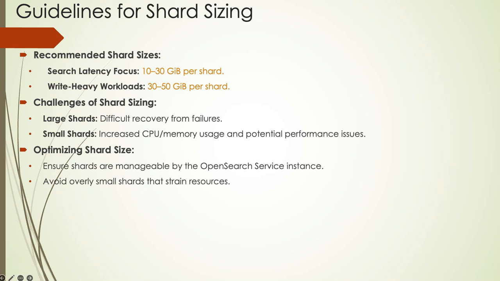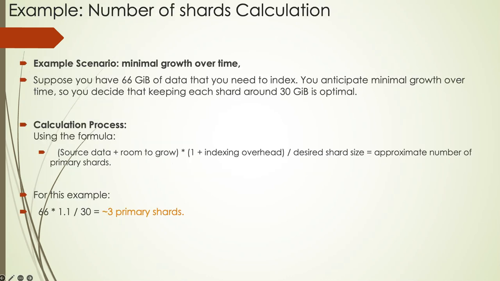So there is some guidance. If you have a search related workload, or a latency sensitive workload, keeping the shard size between 10 to 30 GB is optimal. But if you have a write heavy workload like log analytics, you should aim for around 30 to 50 GB of shard size, right? So just ensure you have the right size. You do not want too small of shards, and you do not want too big of shards, right? So that's there. Now let's go and understand how you're able to perform the calculation.